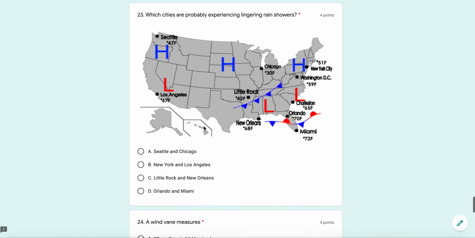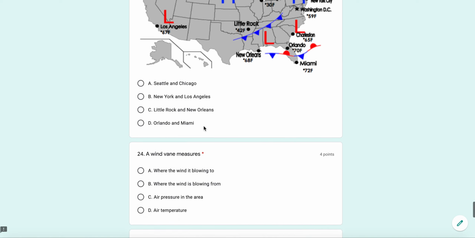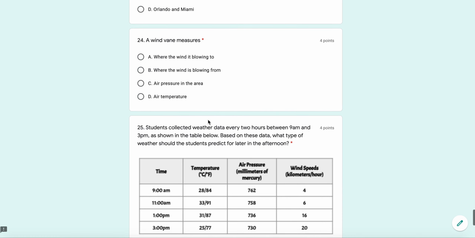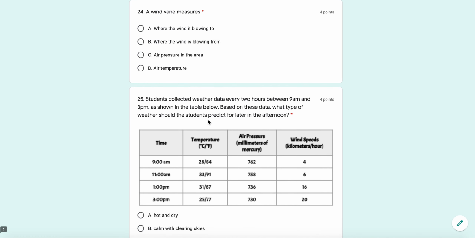23, which cities are probably experiencing lingering rain showers? A, Seattle and Chicago. B, New York and Los Angeles. C, Little Rock and New Orleans. D, Orlando and Miami. Number 24, a wind vane measures A, where the wind is blowing to, B, where the wind is blowing from, C, air pressure in the area, D, air temperature.